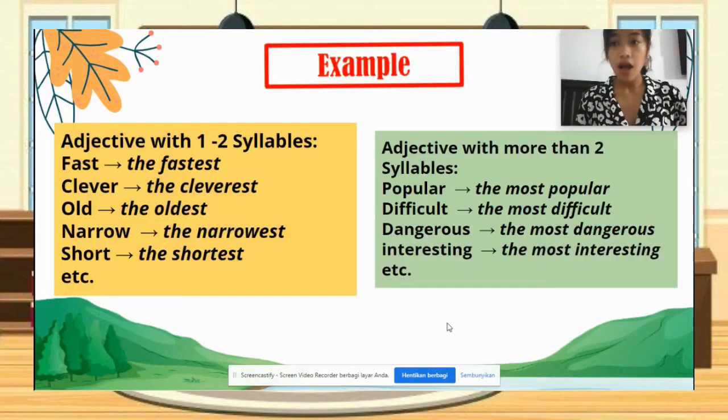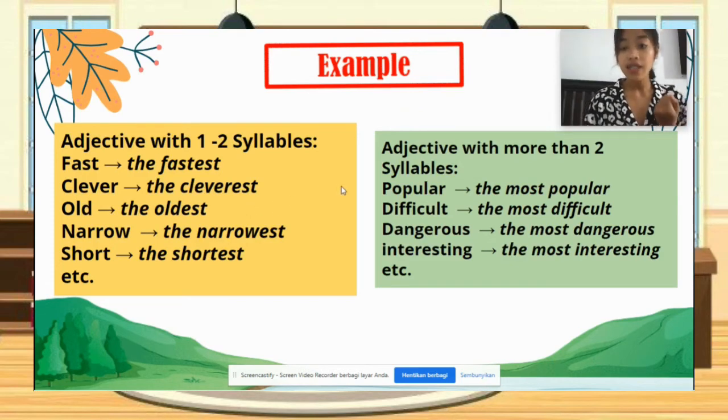Alright, Miss Vivit have another example, yaitu beberapa kata adjective yang mempunyai 1-2 suku kata dan lebih dari 2 suku kata. Fast, the fastest, clever, the cleverest, old, the oldest, narrow, the narrowest, short, the shortest, etc.